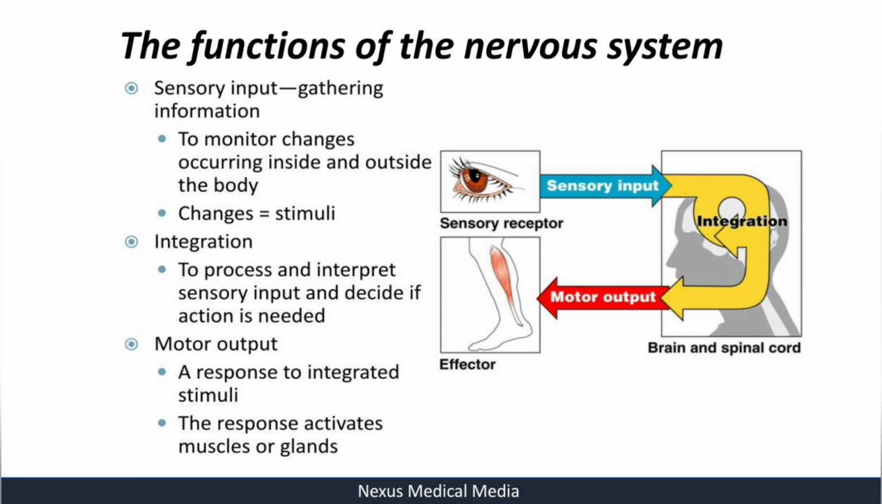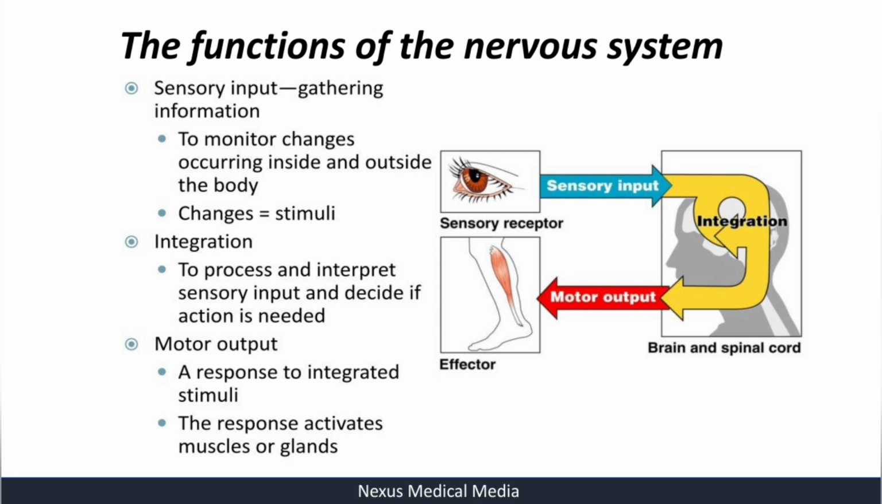The nervous system is like a sensory input. It gathers the information, and what does it do with this information, right? It monitors the changes occurring inside and outside the body, right? And those changes are called the stimuli, and they are registered through receptors.